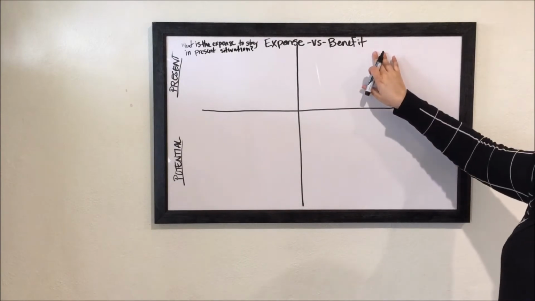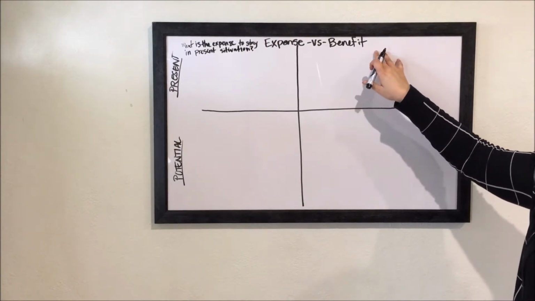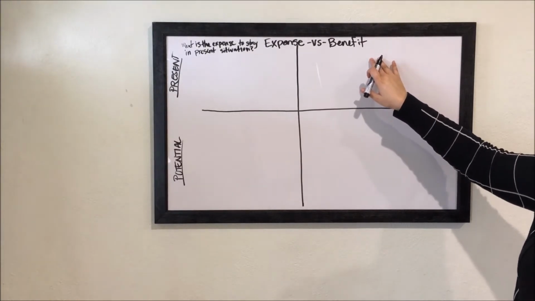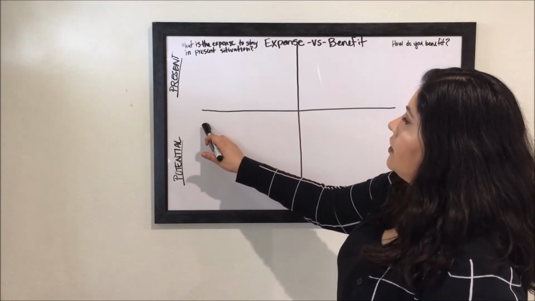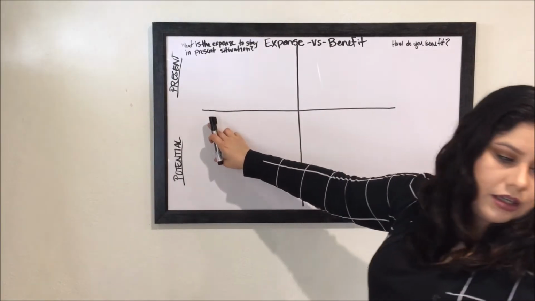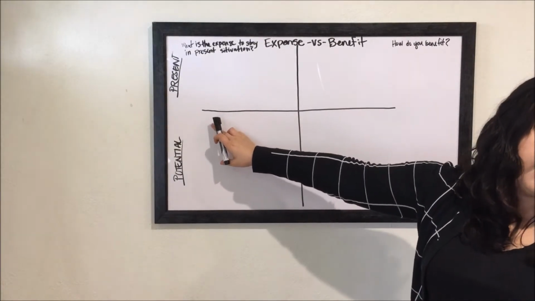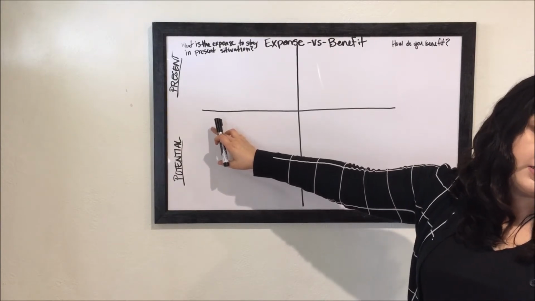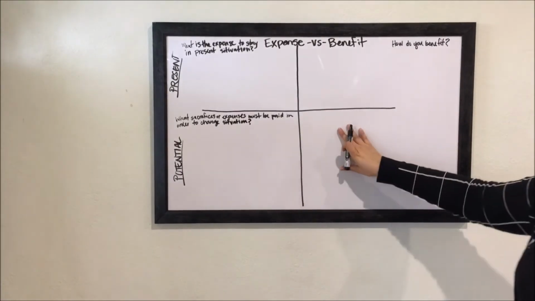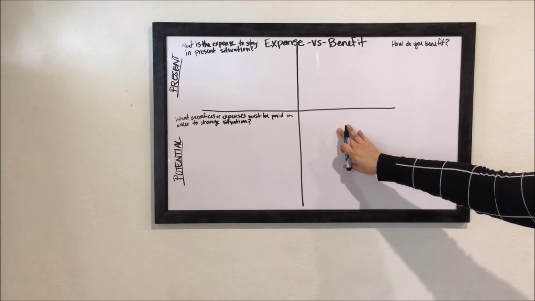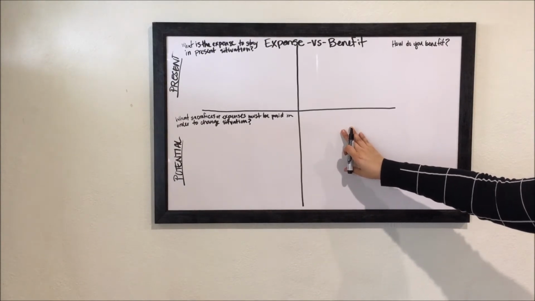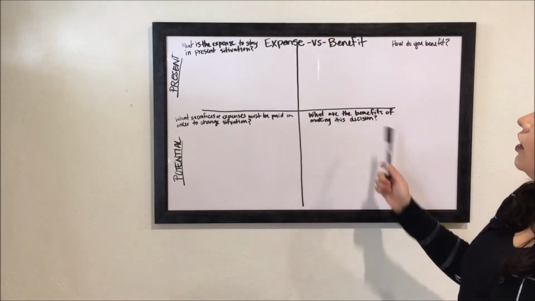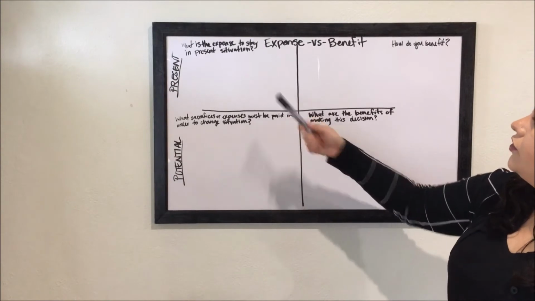In this right hand corner one, we're going to ask how do you benefit from your current situation? In this quadrant, we're going to ask what sacrifices or what expenses must be paid to make this decision. And then at the bottom right hand corner, we're going to ask what are the benefits of making this decision? So there you have your four quadrants. We're going to start with this first quadrant.